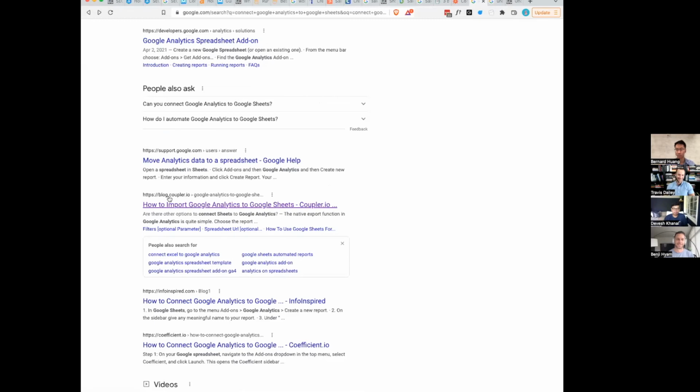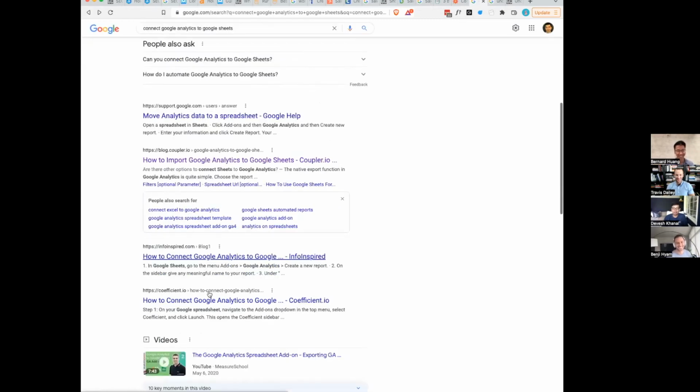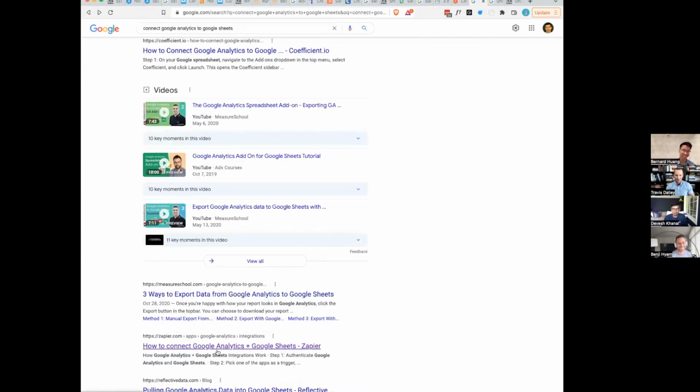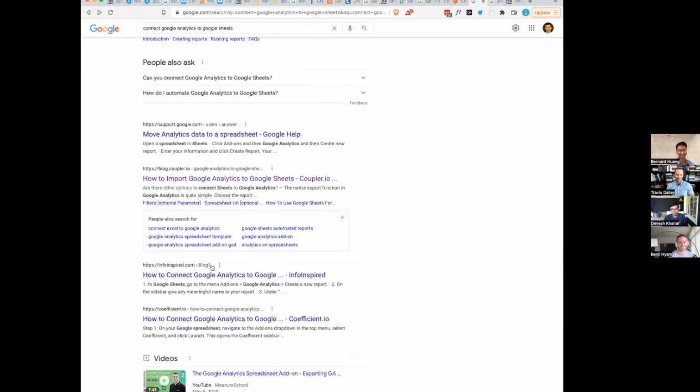My joke was going to be, even if you've heard of Coupler, I can guarantee you that infoinspired.com, who apparently their blog is blog one, does not have a higher domain authority than Zapier, because it says blog one. I'm curious what their blog two is and what that's ranking for.